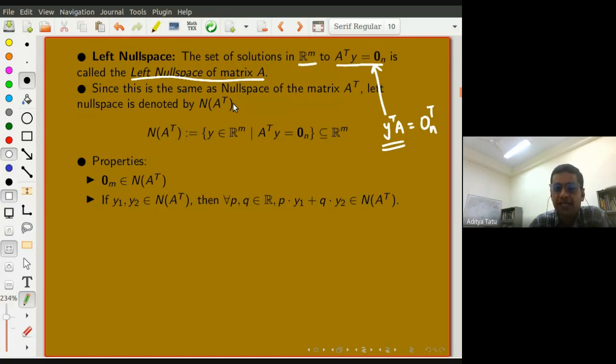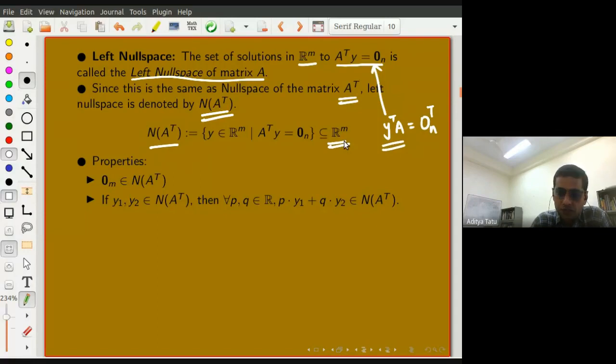And it is the same as the null space of the matrix A transpose. So therefore, rather than introducing a new notation, we use this particular notation. It's the null space of the matrix A transpose, and this entire set is a subset of R^m.